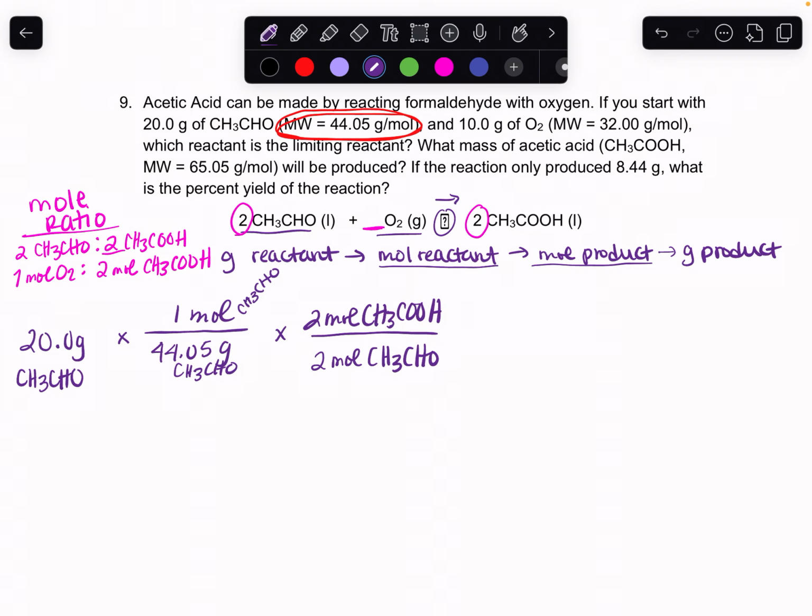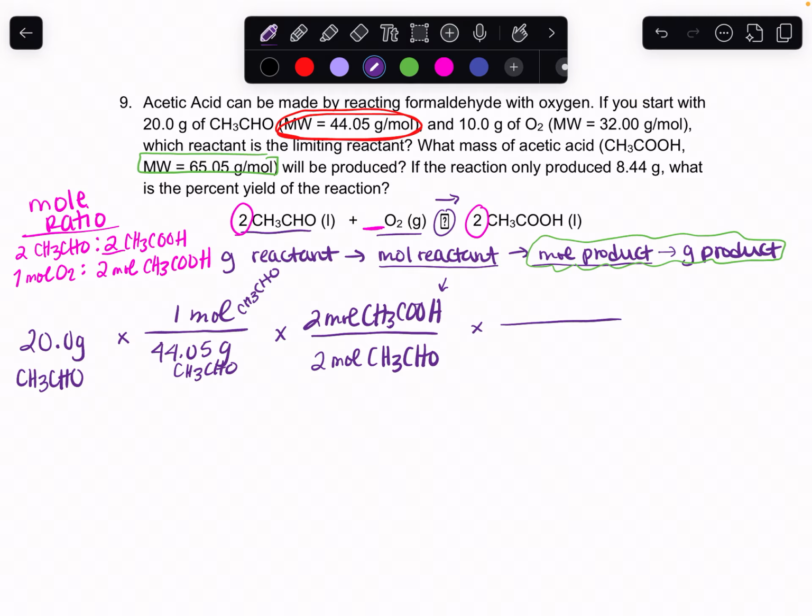So at this point in the reaction, we have gotten the moles of product that we need, right? And I just need to convert those moles back to grams right over here. And again, I'm just going to use the molar mass. It is provided in the question. It is 65.05 grams per mole.